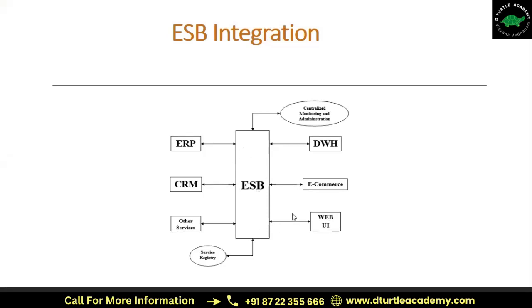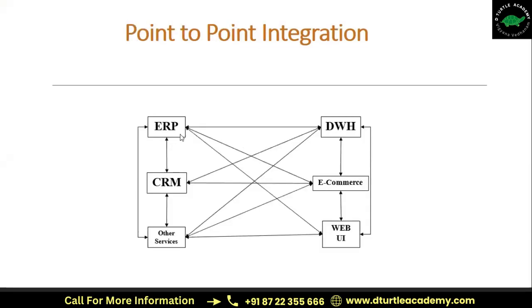Before that, we have to write separate code. Here in point-to-point integration, we have to write separate code for every two systems. Like if you want integration between the ERP system and the e-commerce system, we need to write separate code. And if you want to connect e-commerce to another system, we have to write separate code. This way, we are going to integrate all those systems.